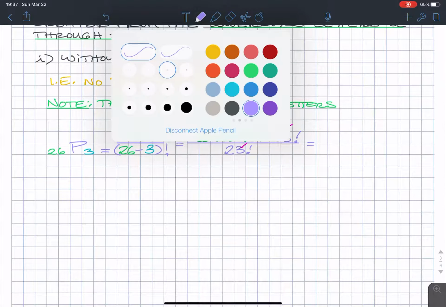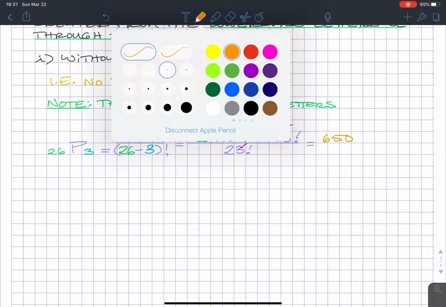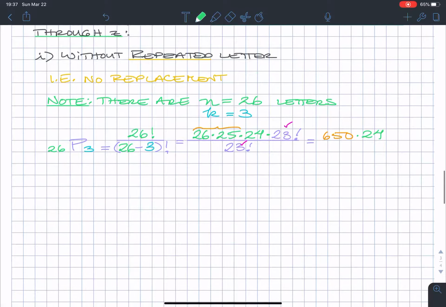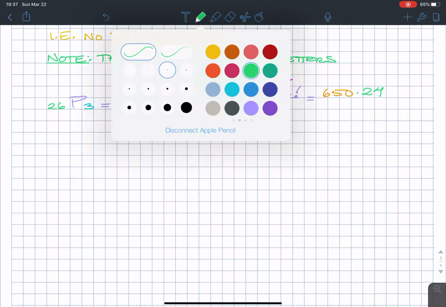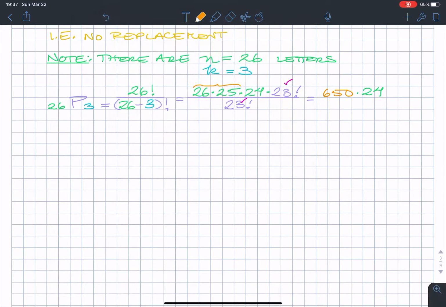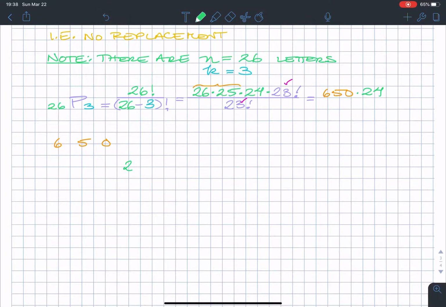Okay, well, 26 times 25. I know 25 times 25 is 625, so add another 25, and that's 650 times 24. Okay, so let me do some lattice algorithm. Let me show you what the lattice algorithm is for multiplication. Let's do 6, 5, 0, times 24, so 2 and 4.